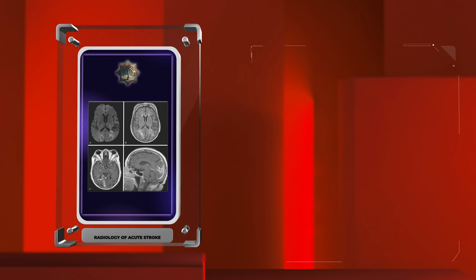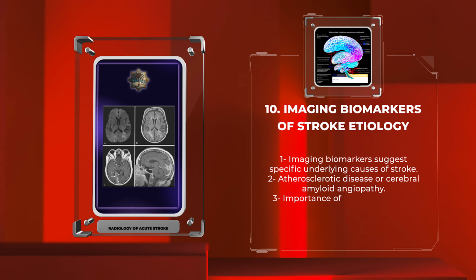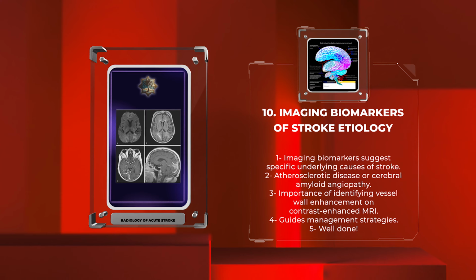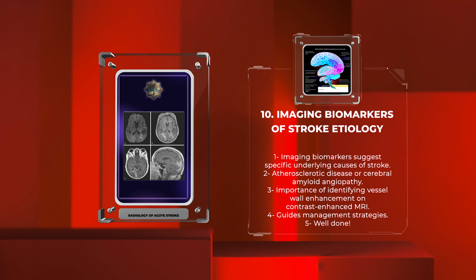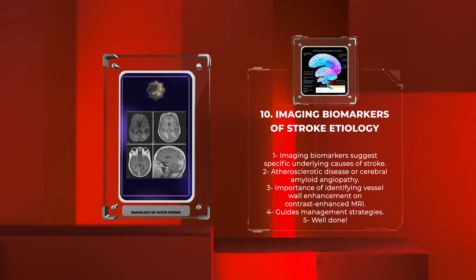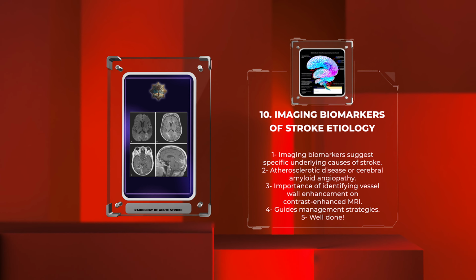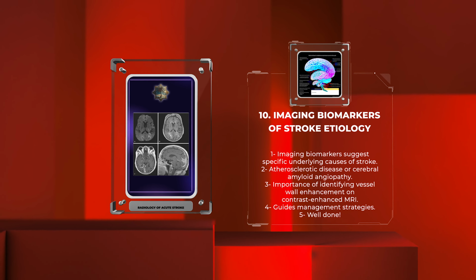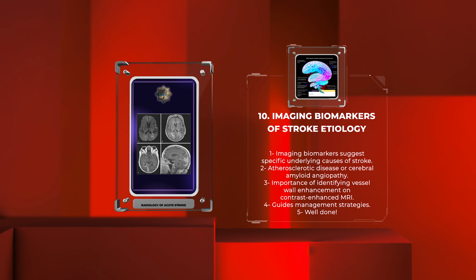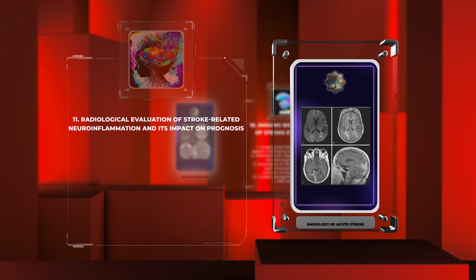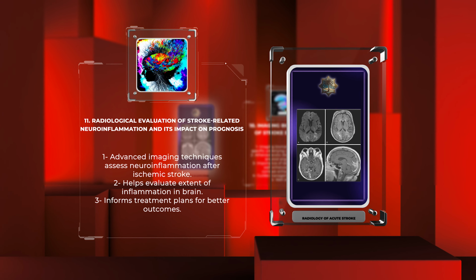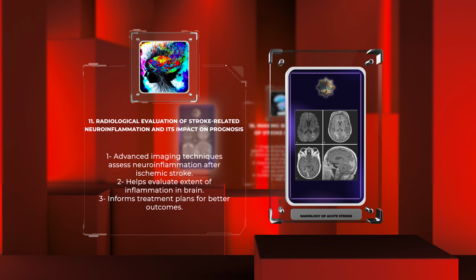Great job summarizing the key points about imaging biomarkers of stroke etiology in just 42 words. You provided an overview of how different imaging findings can suggest specific underlying causes of stroke, such as atherosclerotic disease or cerebral amyloid angiopathy. You also mentioned the importance of identifying vessel wall enhancement on contrast-enhanced MRI to guide management strategies. Well done!